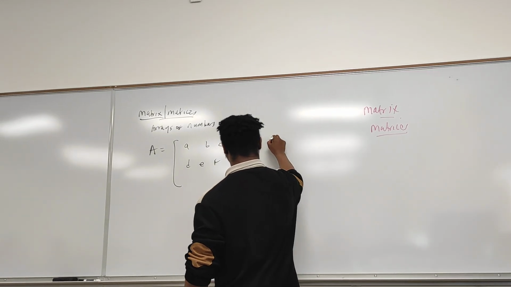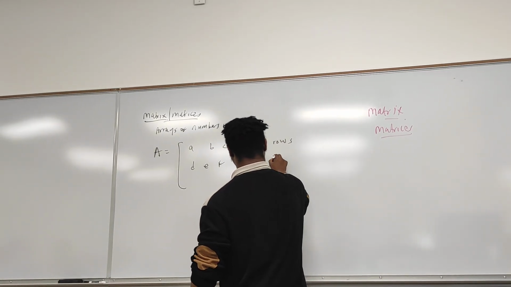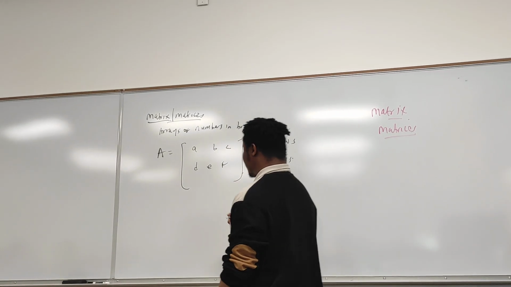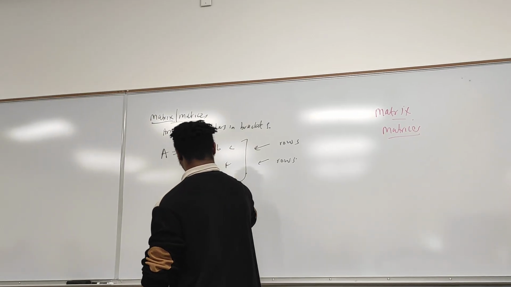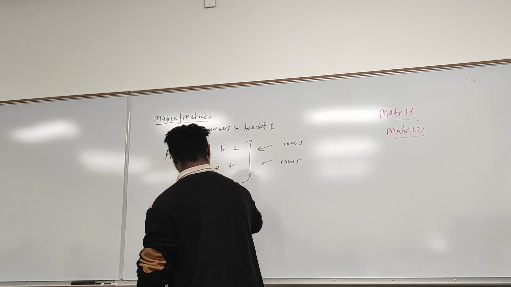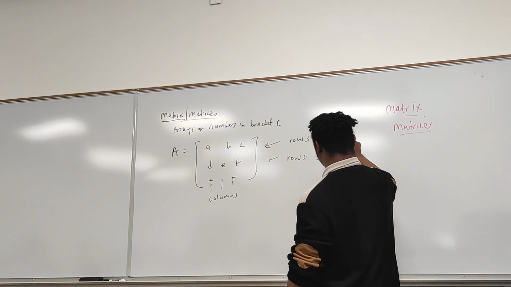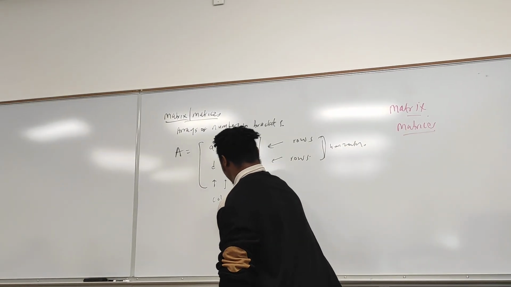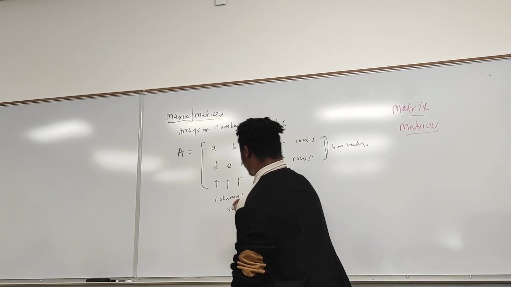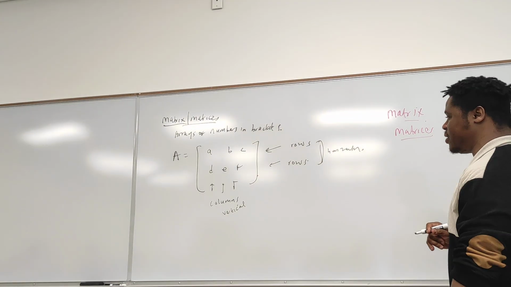Horizontal is called rows, right? And vertical is called columns. So don't forget that horizontal is rows and vertical is called columns. I'll just give you a quick revision. I won't go in there.